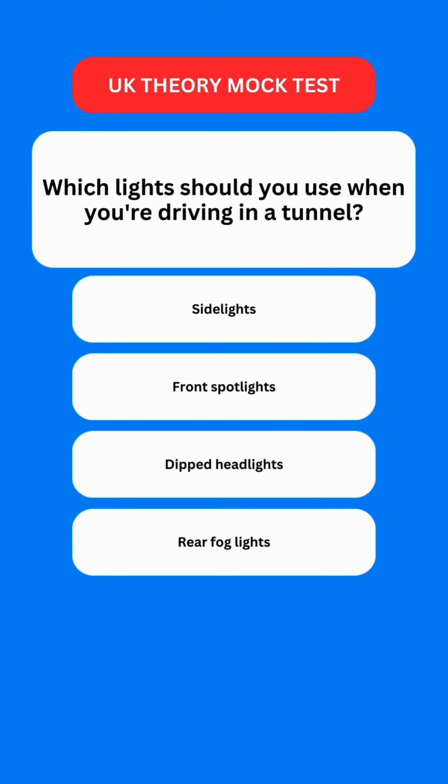Next question is, which lights should you use when you're driving in a tunnel? Options are side lights, front spotlights, dipped headlights, or rear fog lights. So the correct option is the third one, dipped headlights.